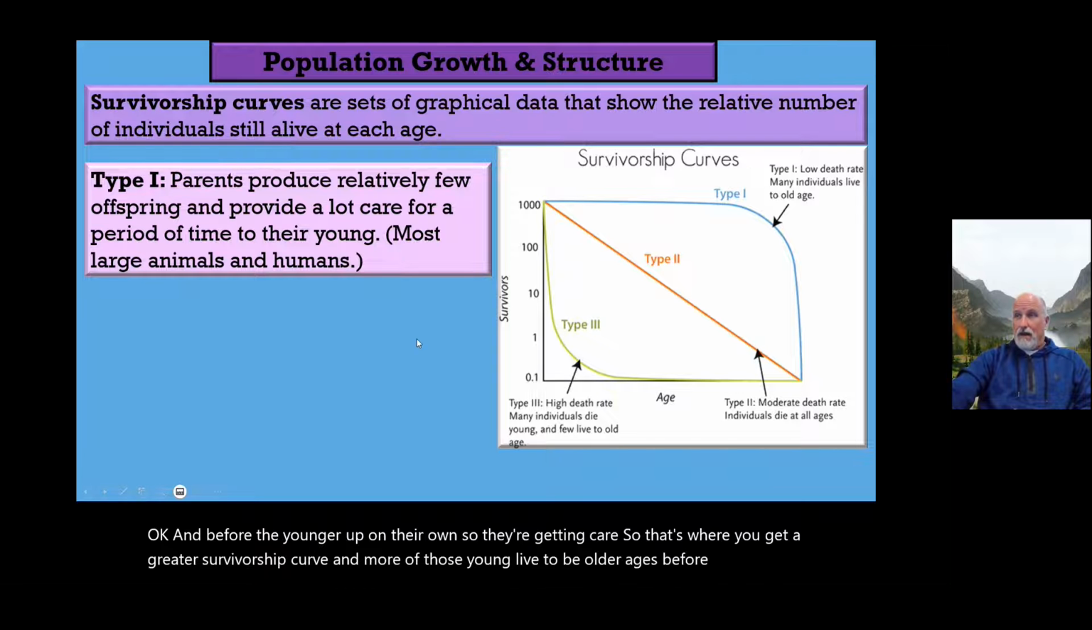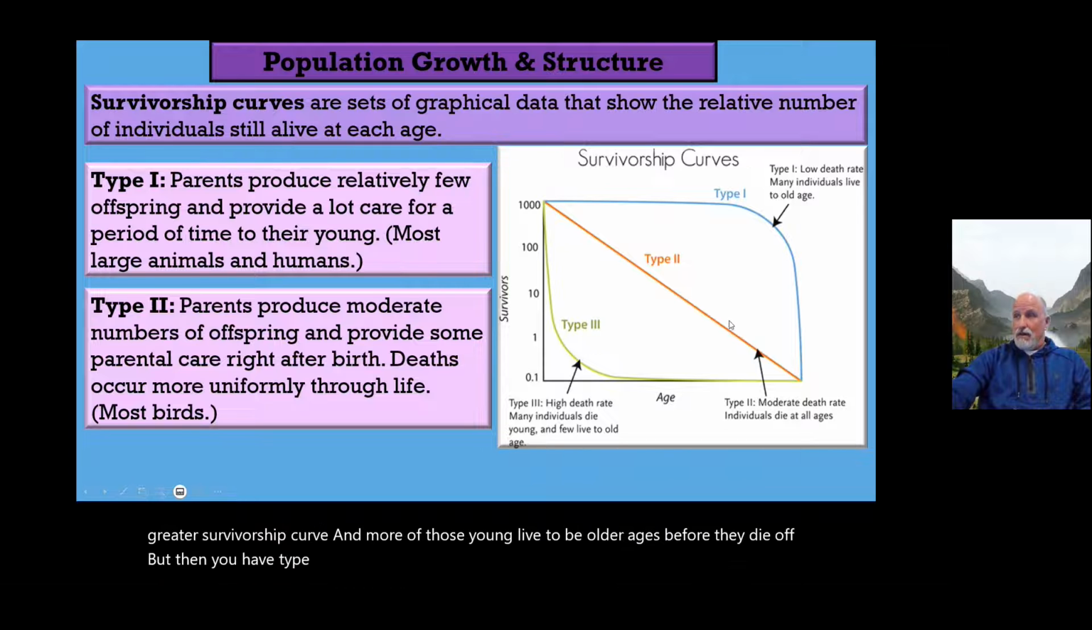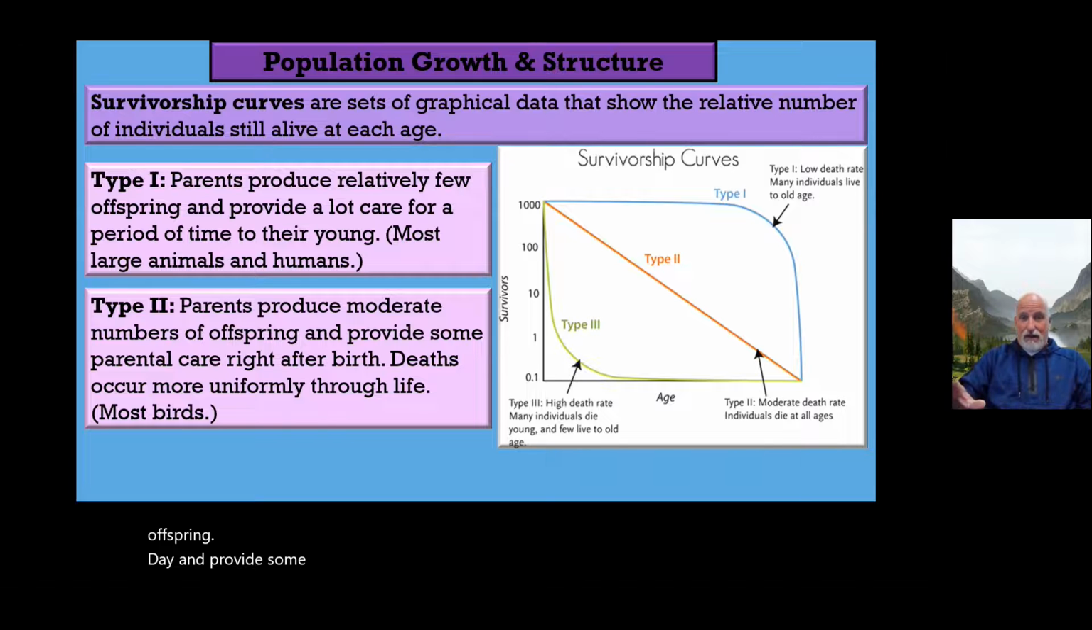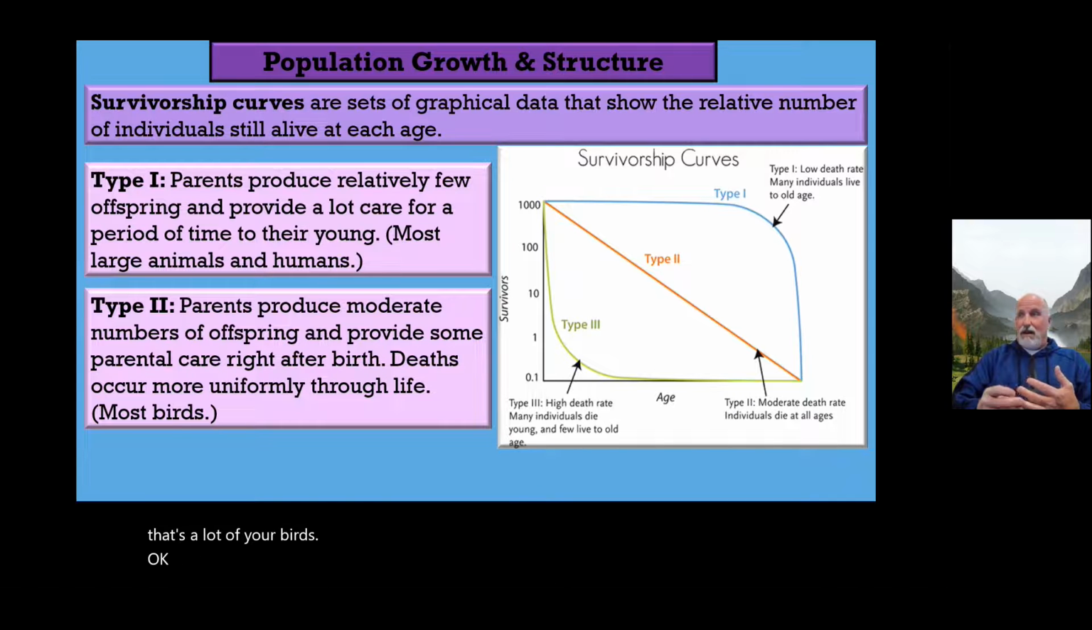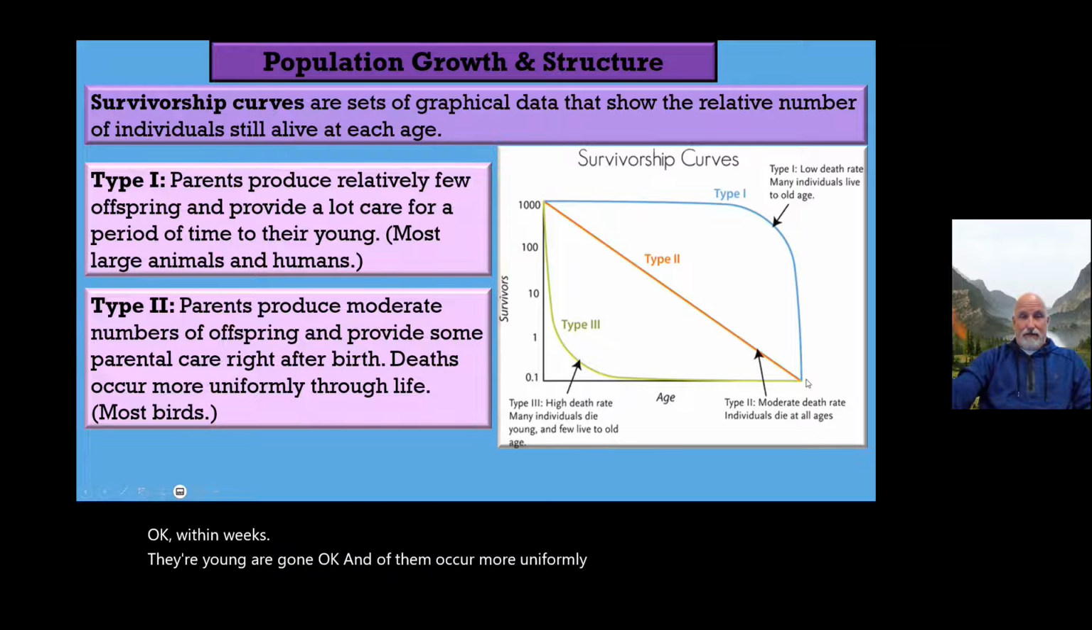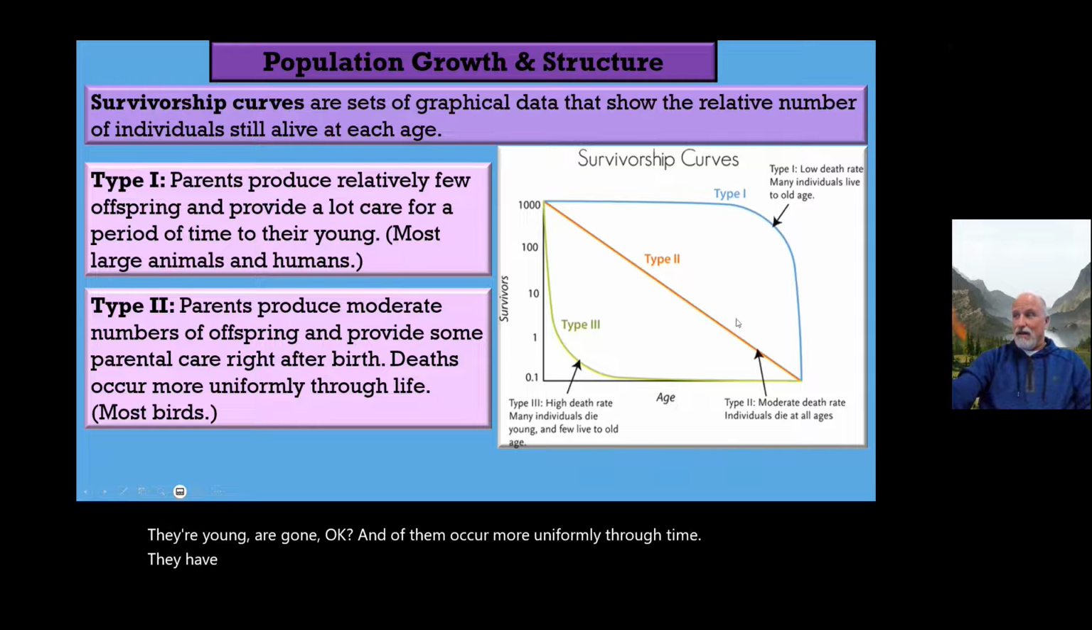Okay, but then you have type 2, this one, where the parents produce a moderate number of offspring, and provide some parental care, but then they push them out of the nest pretty quick. And that's a lot of your birds. Okay, within weeks, their young are gone. Okay, and deaths of them occur more uniformly through time. Okay, they have the most consistent curve, if you want to say, of any of the types.